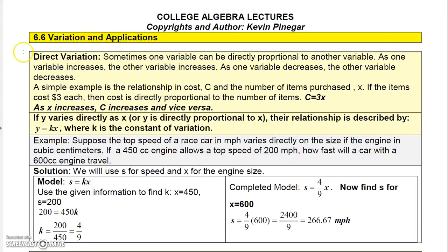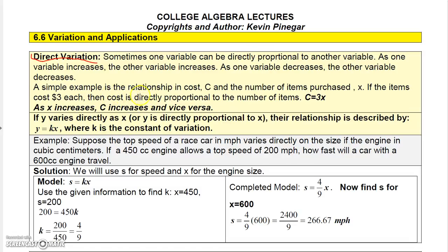We're going to talk about different types of variation in this section. First, we'll start with direct variation. Sometimes a variable can be directly proportional to another variable. As one variable increases, the other variable increases, and as the one variable decreases, the other variable decreases.